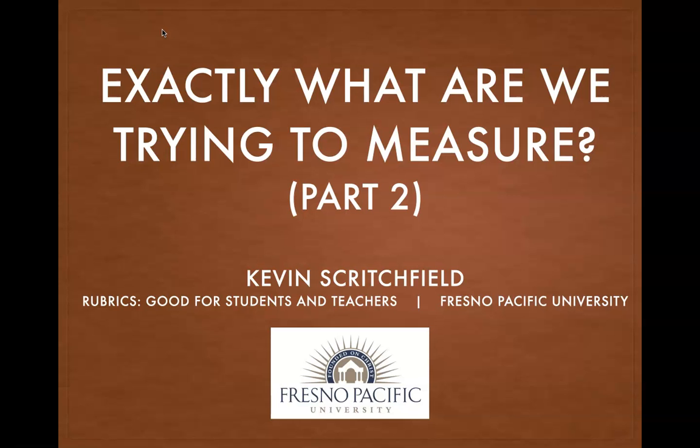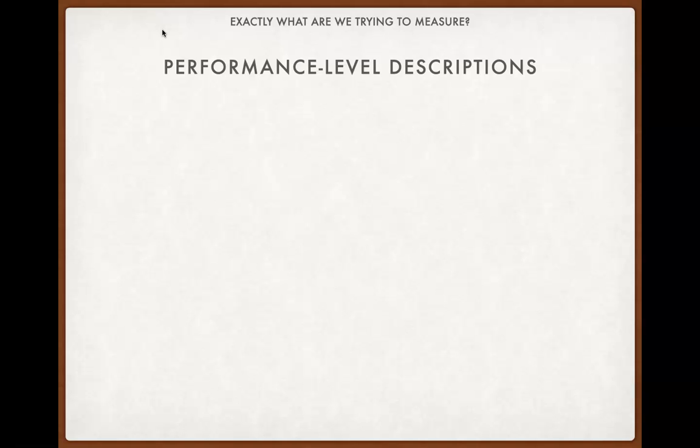Exactly what are we trying to measure? Part 2. As we're trying to figure out what we're measuring with this particular rubric that we're building, we want to make sure that we spend the majority of our time on the performance level descriptions. These are essentially the columns across each row, each criteria; the criteria are the rows. The performance level descriptions are the columns across each one of those criteria. And so we want to spend a great deal of time with those descriptions.